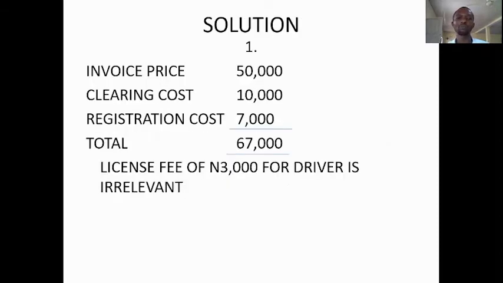All right, now these are the relevant costs: invoice price, clearing cost, and registration cost. When you add them up together, you have 67,000. Is that okay? The license fee of 3,000 for a driver is irrelevant because that is not the only vehicle the driver will drive with that license. So it is irrelevant.